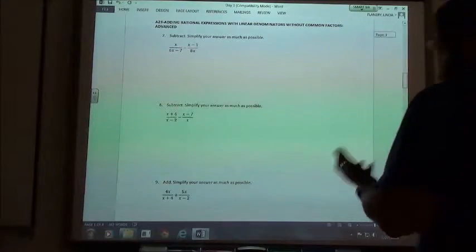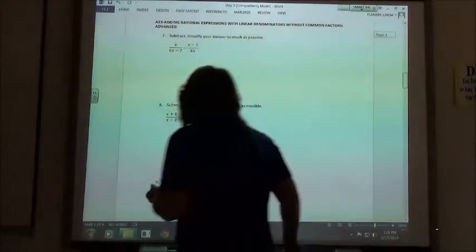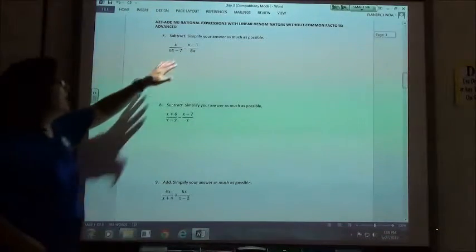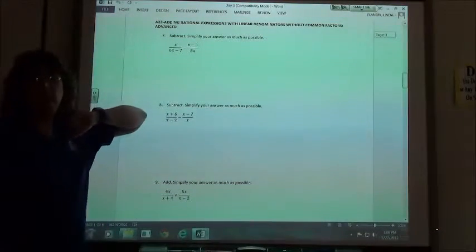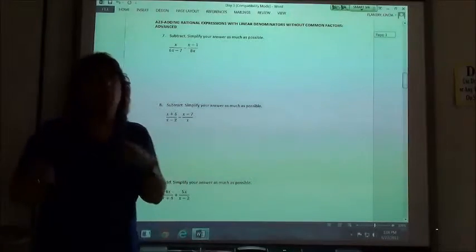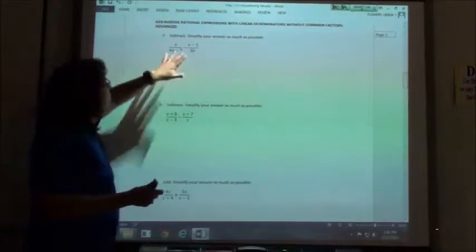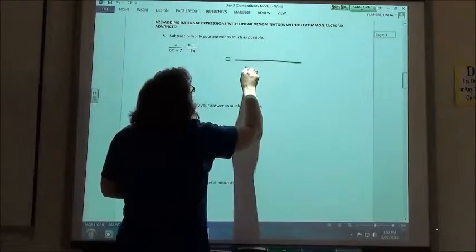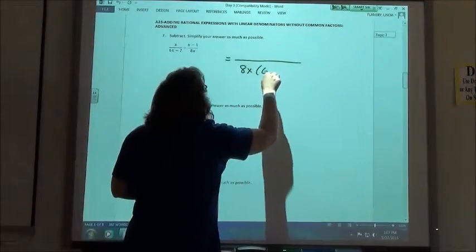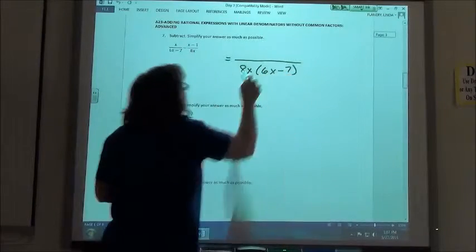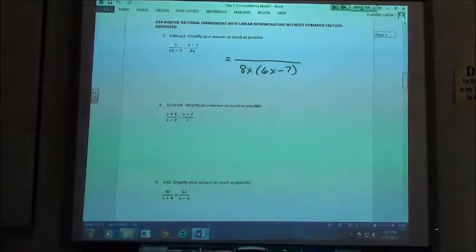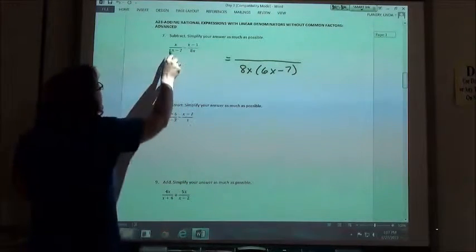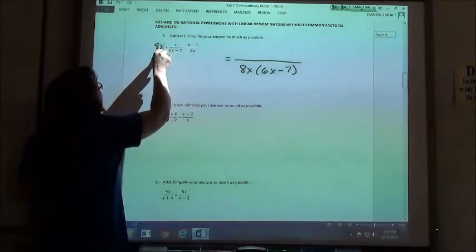7, 8, and 9, we're still adding and subtracting rational expressions, so we still have to find the common denominator. In this case, these two denominators are not going to have anything in common, so it's like having a 2 and a 3 and saying, oh, 2 times 3. We're just going to leave it in factored form, but on our common denominator, we're going to have 8x times 6x minus 7. And I just put the 8x first since it was a monomial. Looks prettier that way.